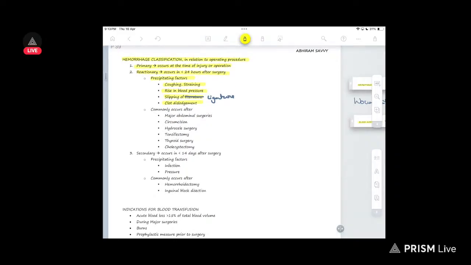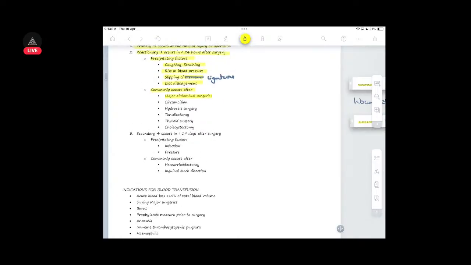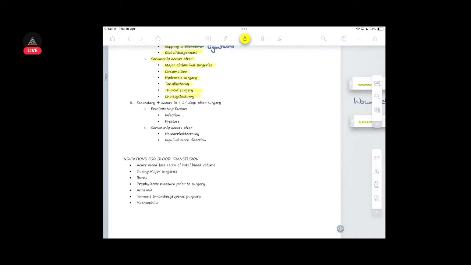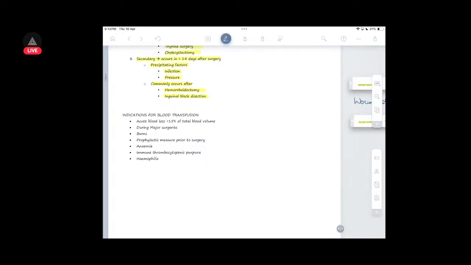Primary, at the time of injury or operation. Second, reactionary, less than 24 hours. Precipitating factors: coughing, straining, rise in BP, slipping of ligature, and clot dislodgement. Commonly occurs after major abdominal surgery, circumcision, hydrocele surgery, tonsillectomy, thyroid surgery, and cholecystectomy. Secondary occurs more than 14 hours after surgery, precipitated by infection, pressure. Commonly occurs after hemorrhoidectomy and inguinal block dissection.